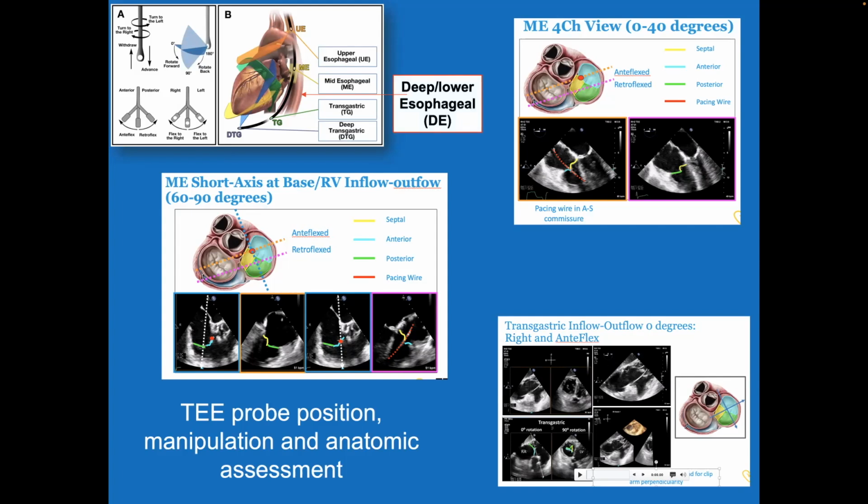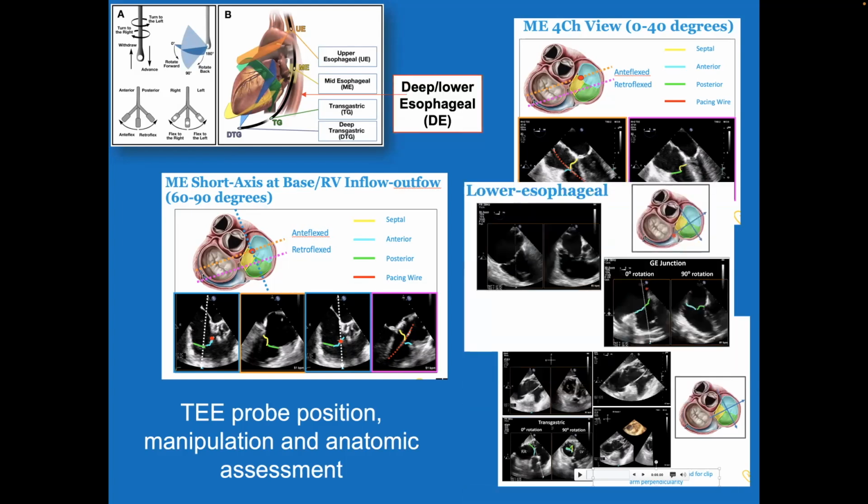The other thing that has come into discussion, and Becky Hahn's really the one I've heard talk about it, but it's frequently used, is this deep or lower esophageal view between the mid-esophageal and the transgastric. It's not always obtainable, but it gives you a different perspective, because when you push towards that view, where the opening of the coronary sinus is, you are more perpendicular to the tricuspid valve. You can see it better and are able to categorize and see the leaflets.